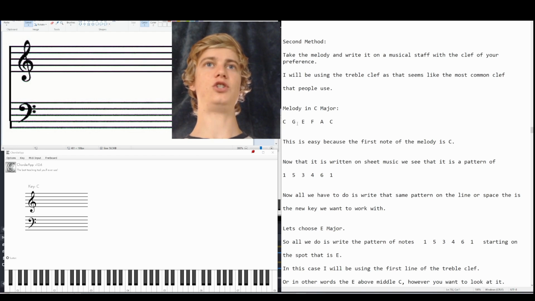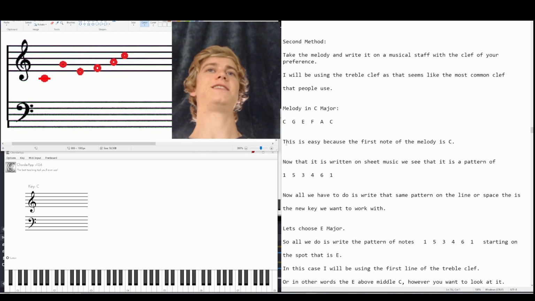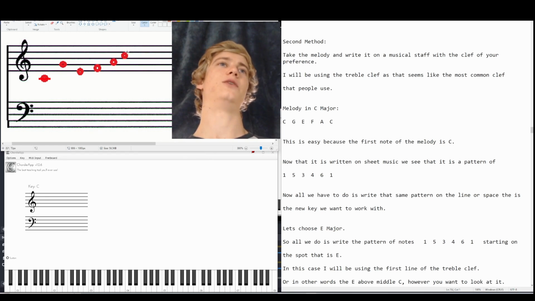So we have C, G, E, F, A, C. So again, this is easy because the first note of the melody is C. Now that it is written on sheet music, we see that it is a pattern of 1, 5, 3, 4, 6, and 1. Now all we have to do is write that same pattern on the line or space that is the new key that we want to work with. Okay, so let's remember that pattern. We have a 1, 5, 3, 4, 6, and 1.